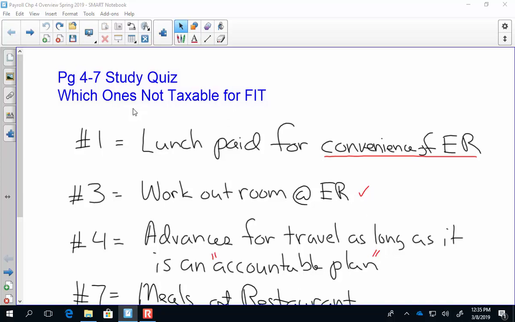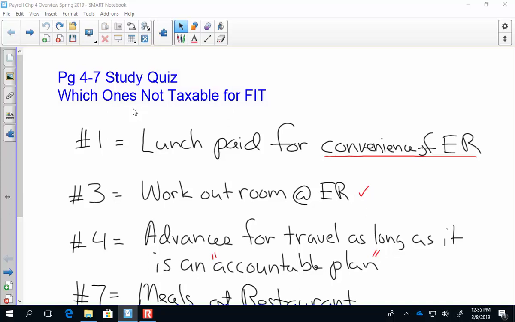One of the requirements for the test will be to determine what type of wages or what type of benefits are subject to the tax and which ones are not. So I wanted to point out on page 7 of chapter 4, there's a little self-study quiz. And I put down the answers for this self-study quiz as to what's not taxable.